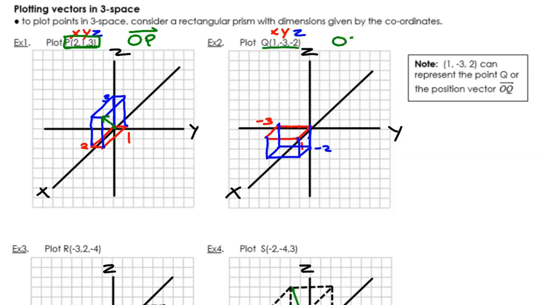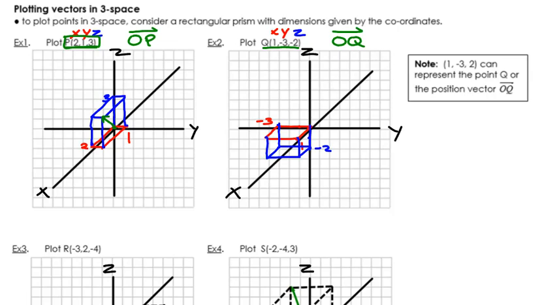You want the position vector for Q, which means that you start at the origin and you end at Q. But first, where is Q? Don't draw this, just imagine it. Starting from the origin, go to +1, -3 on the y, and then down 2. This is where Q is. That's where I'm going to aim for. I'm going to erase that because I don't want to draw it.